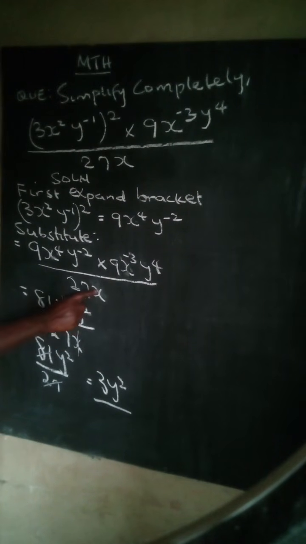Everything over 27 what? x. So this x is going to cancel this x. So what are we left with? 81 y squared divided by what? 27. So 27 and 81 is what? 3. What do we have here? This s is going to cancel this s. y raised to power 2.